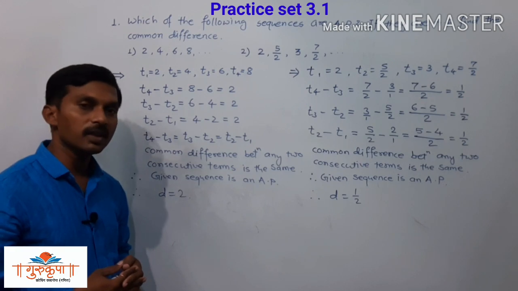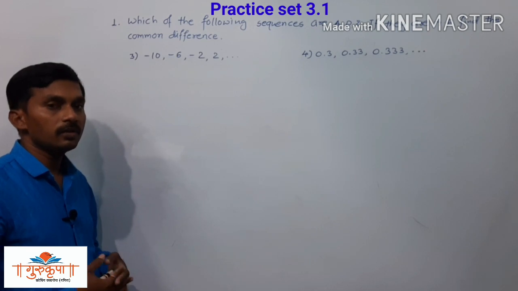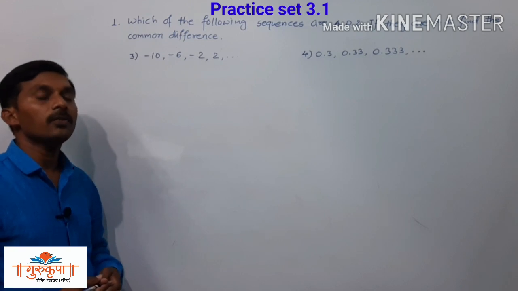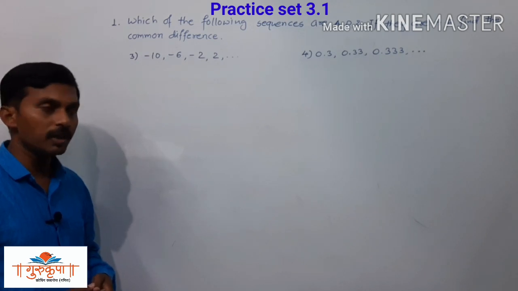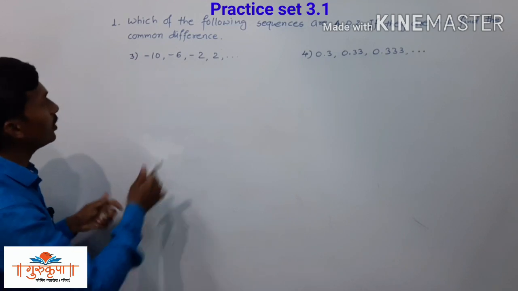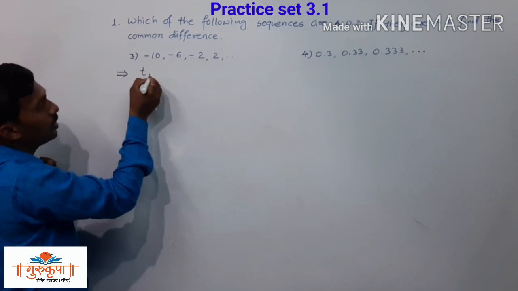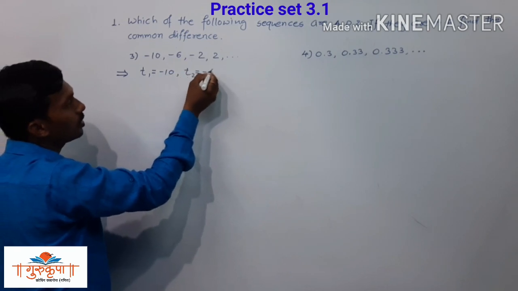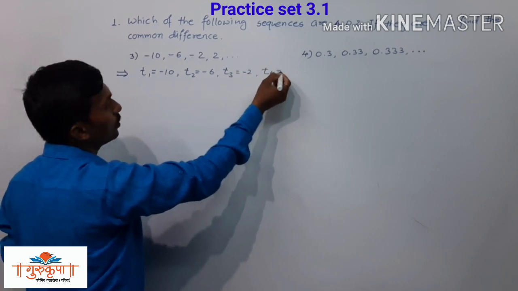Now we will take the next example, that is the third example. From the third example, the question is the same, that is we have given a sequence. We have to determine whether the given sequence is an AP or it is not an AP, and if it is an AP, then we have to find the common difference. See the third example, again we have given the 4 terms, so here we will write all the 4 terms, that is T1 is equal to minus 10, T2 is equal to minus 6, T3 is equal to minus 2 and T4 is equal to 2.